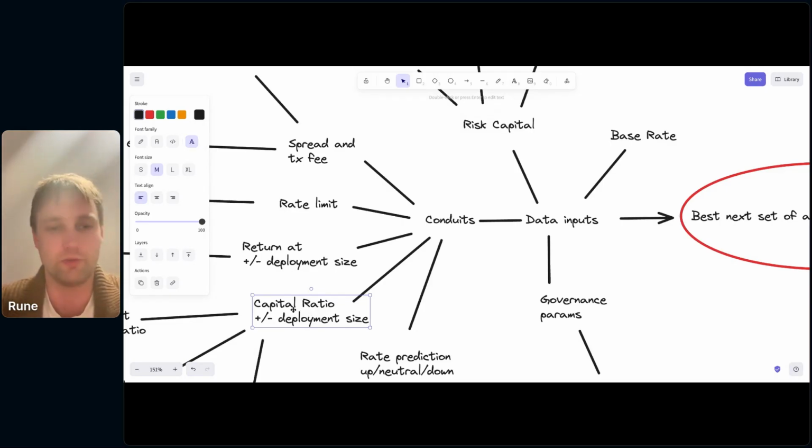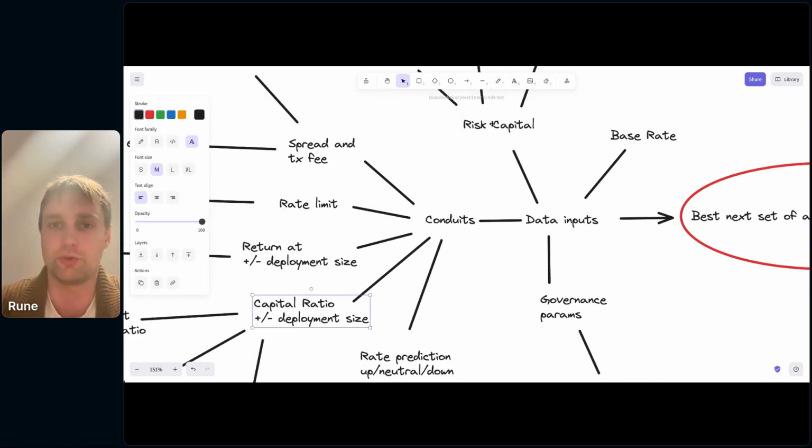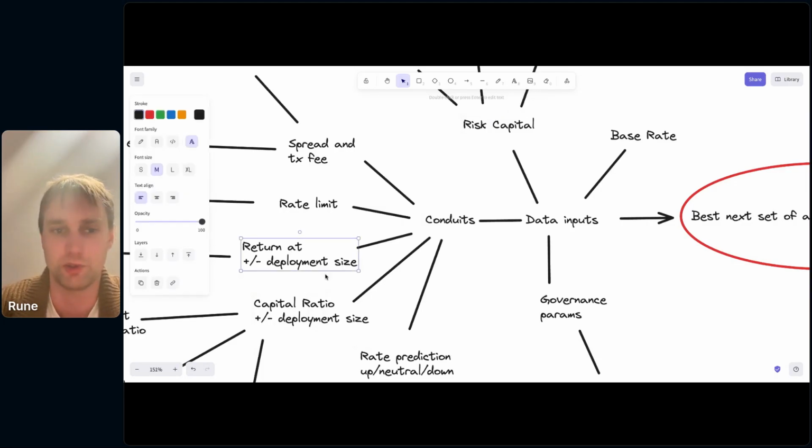But maybe instead you can deploy into Aave, which gives you a better capital ratio of, let's say, 5%. As a result, you can do 20x leverage. Now you have a choice: do you want to deploy into USDE at 10x leverage, or into Aave at 20x leverage? Which one you want to do depends on the return.